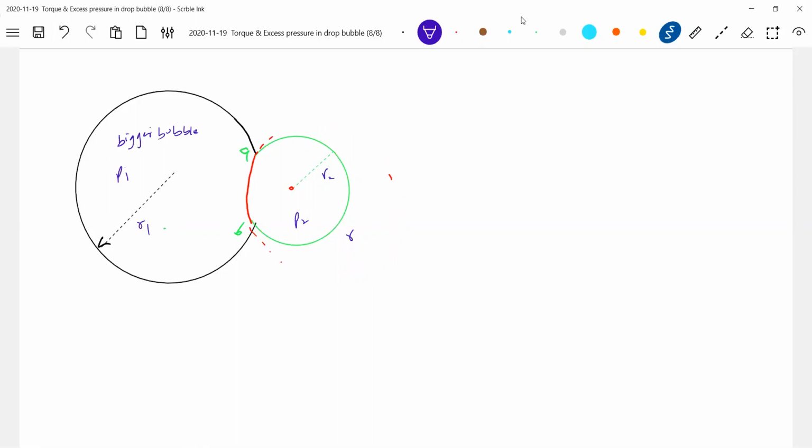Let's talk about the angles here. What is AB? AB is the common surface. Do you agree with this? Same discussion, I just brought it. Now, what is O1? What is O2? O1 is the center of the bigger bubble. O2 is that of the smaller bubble.